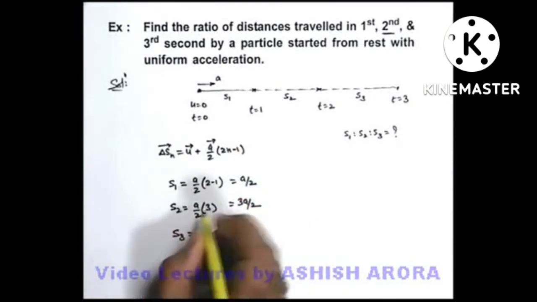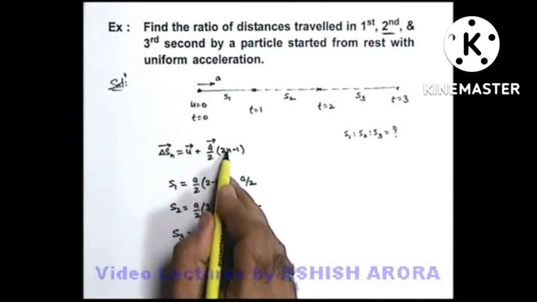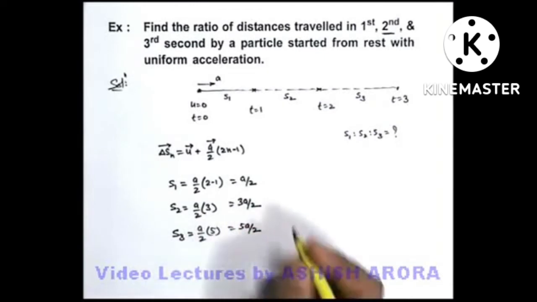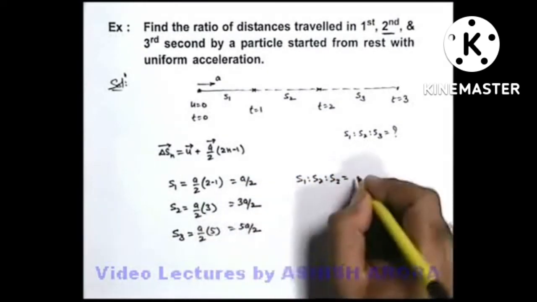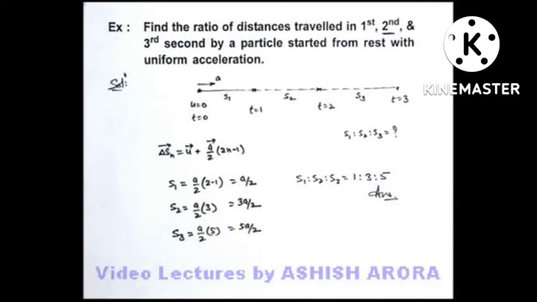We find the distance traveled in the third second of motion. So we can write a by 2 into 2 into 3, 6 minus 1, which is 5. So this will be 5a by 2. In this situation, our ratio s1 : s2 : s3 can directly be written by these values as 1 : 3 : 5. This is the answer to this question.